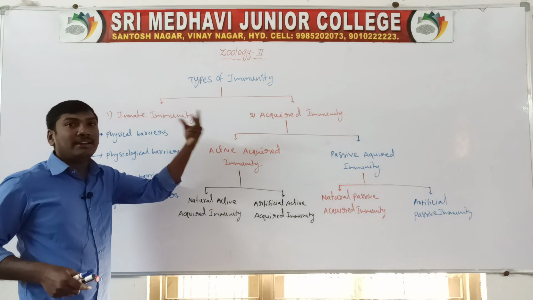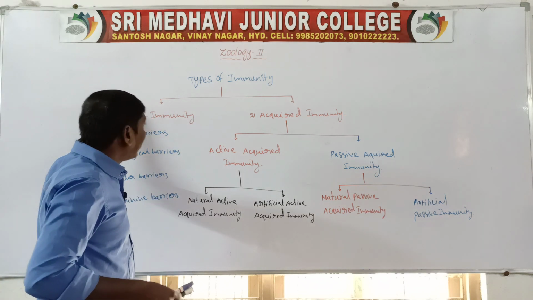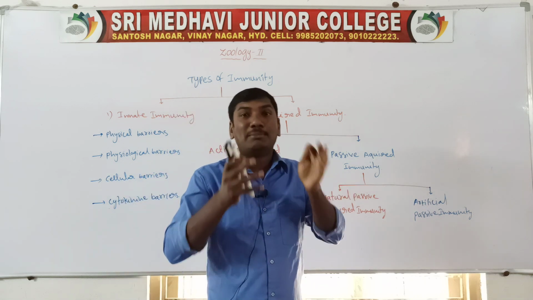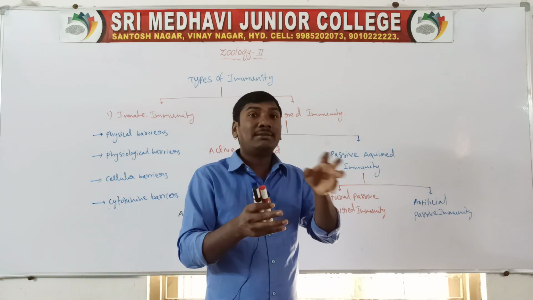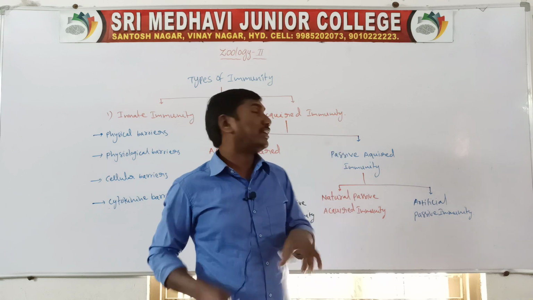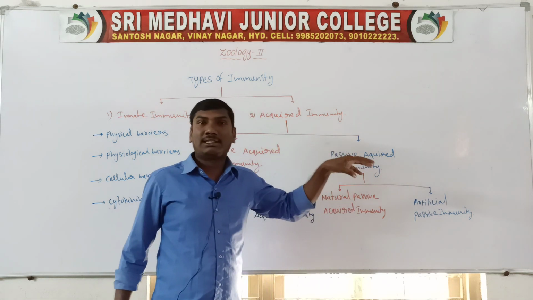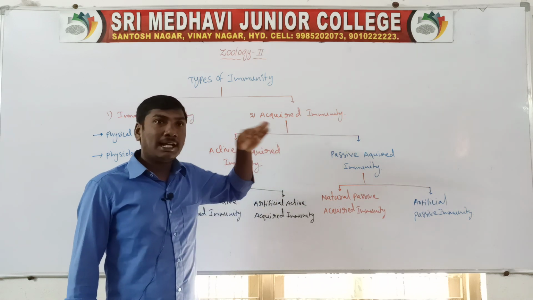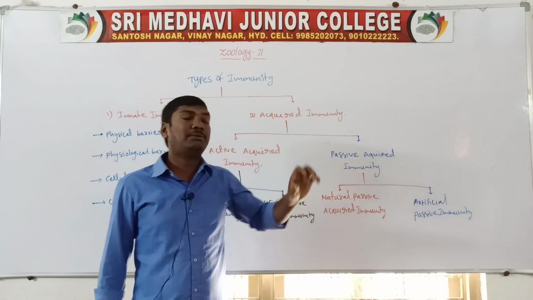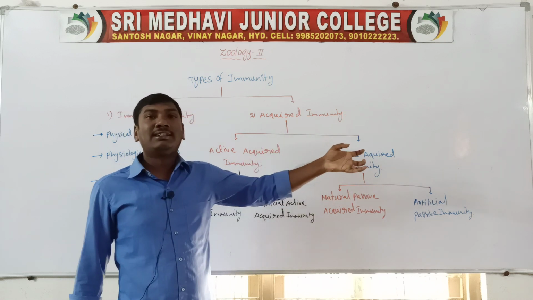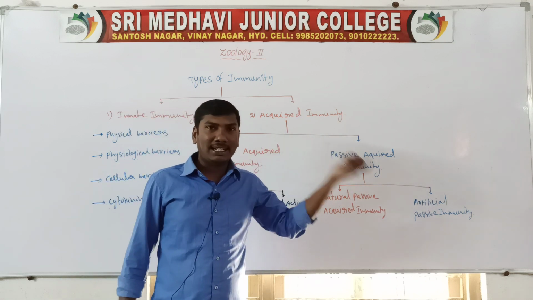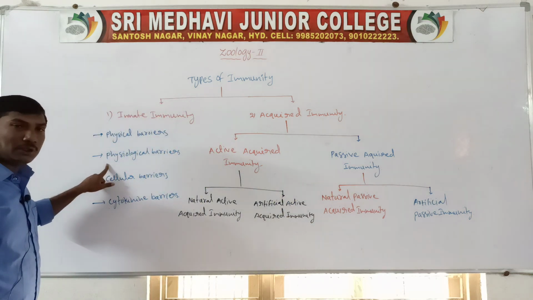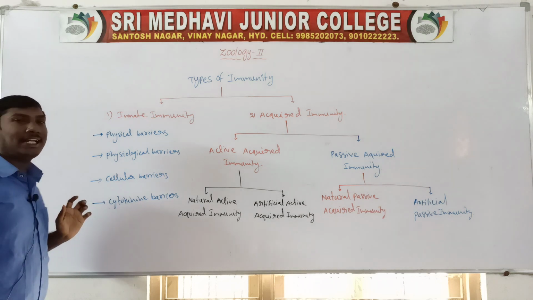The types of immunity: first, there are two types. One is innate immunity, second one is acquired immunity. Innate immunity means the defense present from birth is called innate immunity. Acquired immunity means the immunity acquired after birth is called acquired immunity. Innate immunity is present as physical barriers, physiological barriers, cellular barriers, and cytokine barriers.